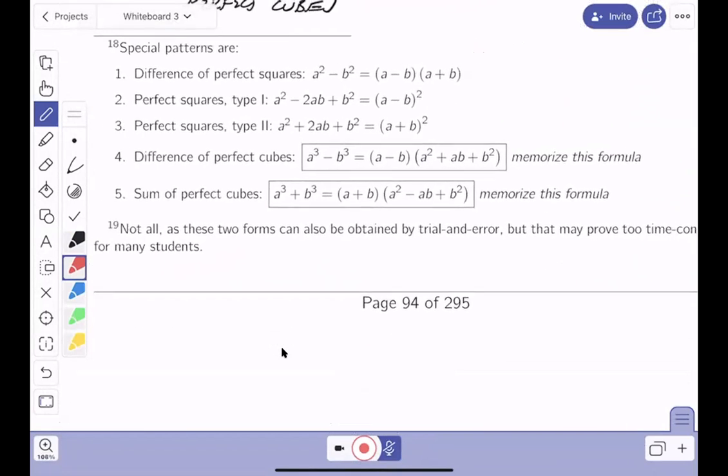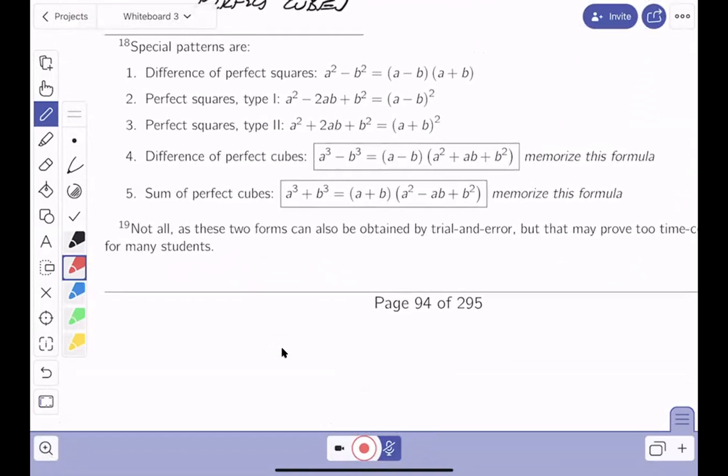Now, I want to go over the other ones for you. And this is where a lot of teachers said that these need to be memorized too. And I really don't think so. I'm going to claim over here, these are really kind of simple. And I'm going to say the difference of perfect squares, A minus B times A plus B. Perfect squares type 1. All right, that's going to look like this over here. Perfect square type 2, it's going to look like this over here. These are perfect squares, by the way.